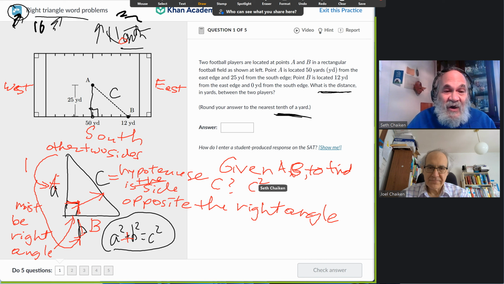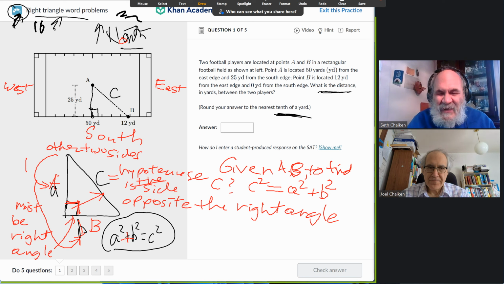The variable that you want to solve for is C. And the equation tells you right off some numerical fact that is critical about C. That its square is equal to the square of the length of one side plus the square of the length of the other side. But the question is for the actual length and not the square.